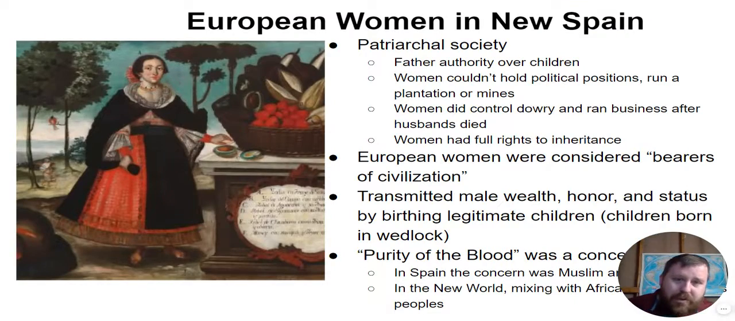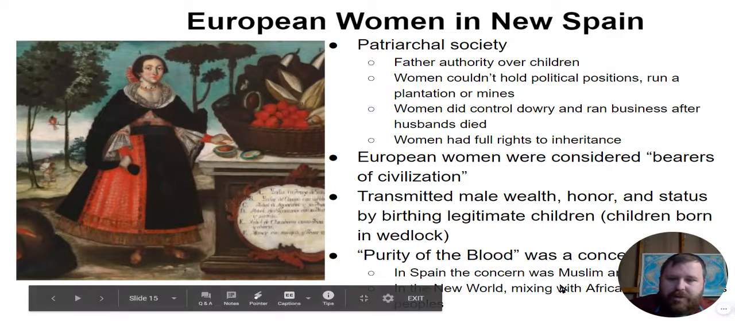European women in New Spain. So in New Spain, it's also a patriarchal society, which means that the father has authority over his children. Women couldn't hold political positions.